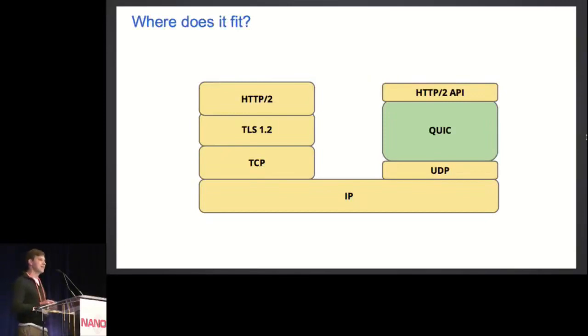So where does it fit on all these stacks? It subsumes some of the things that TLS 1.2 does, pretty much all of them, the handshake, as well as the cryptography. It adds some of the things that HTTP 2 does, such as multi-streaming. And it also does things like congestion control from TCP and loss recovery.